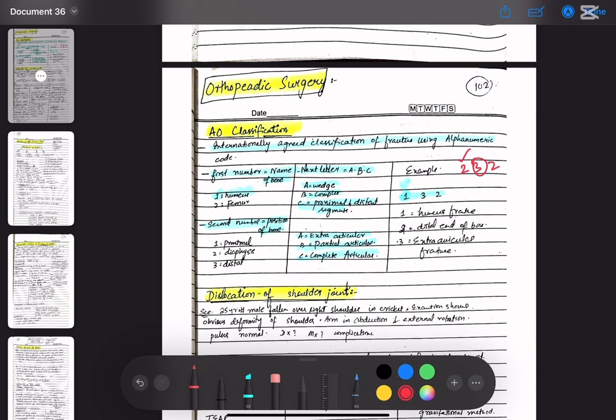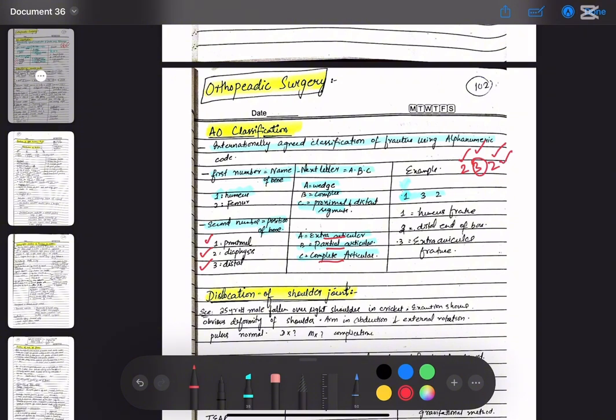For example, if it is proximal, then it would be 1. If it is 2, then it is diaphysis. If it is 3, then it is distal. So this is 3. It means that this is the distal part of the femur. Then the next number shows us whether it is extra articular, partial articular, or complete articular. If it is 2, then it is partial articular. If it is 3, then it is complete articular. If it is 1, then it is extra articular.